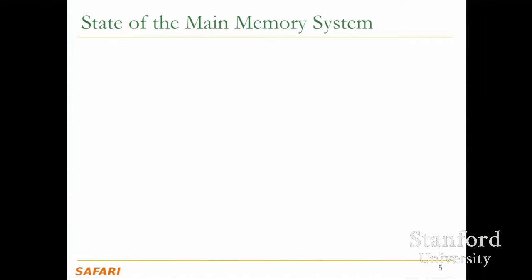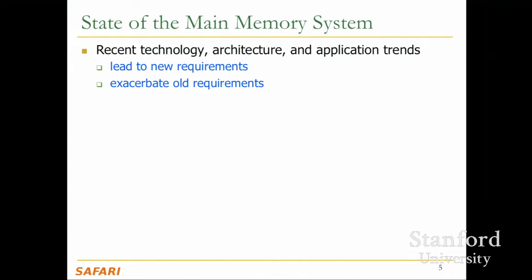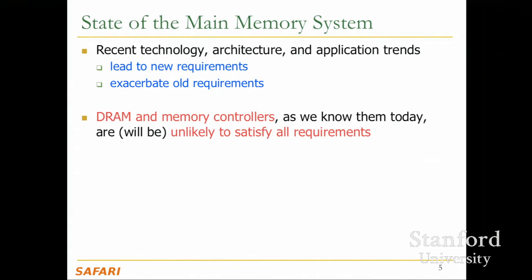Let me tell you a little bit about the state of the main memory system as I see it today. There are some recent technology, architecture, and application trends that lead to some new requirements from the system, and that also exacerbate some old requirements. And we've always demanded a lot from the system, and we're demanding even more. I'll posit that DRAM and memory controllers, as we know them and as we design them today, are not able to satisfy all of these requirements. And I'll hopefully give you some evidence from the field based on some of the studies we've done.